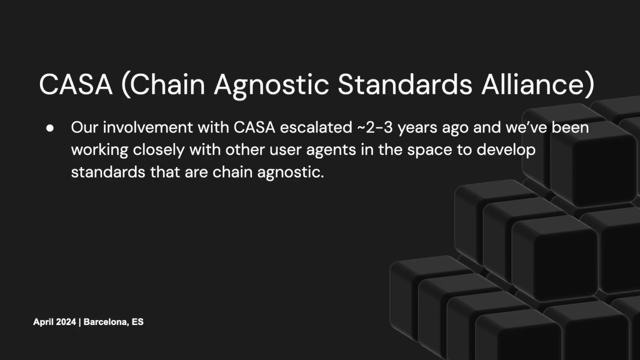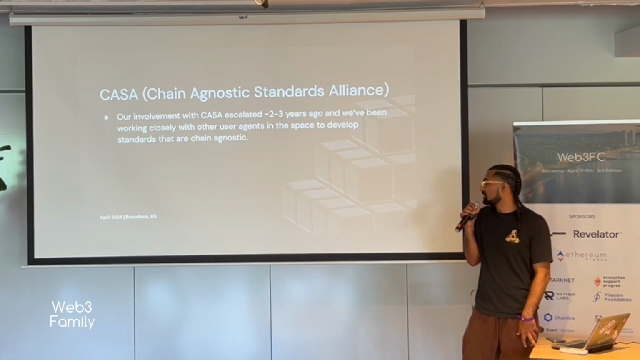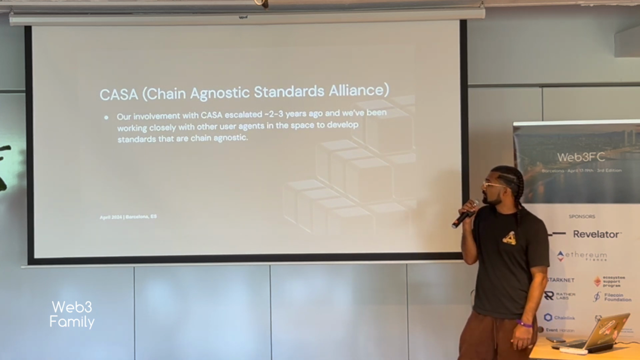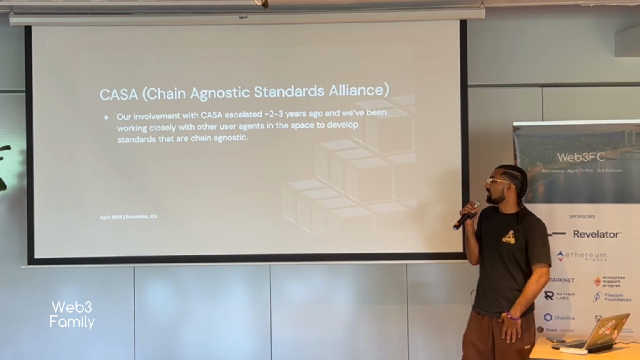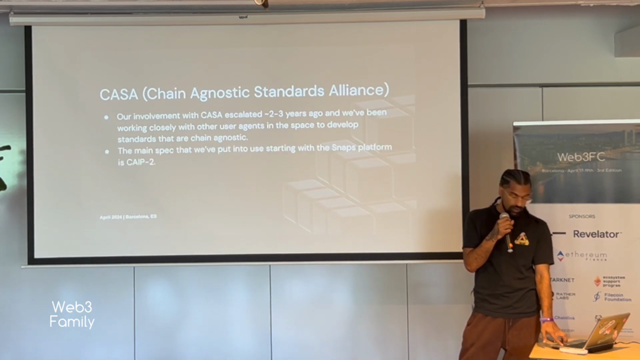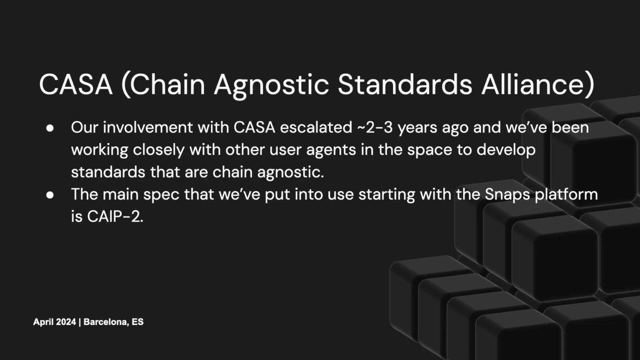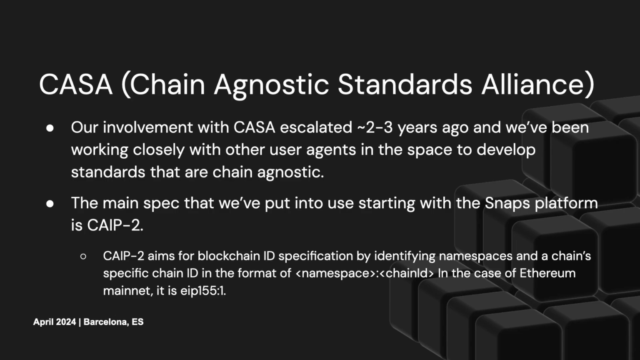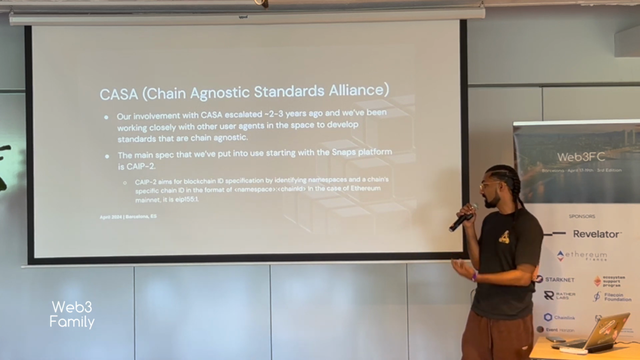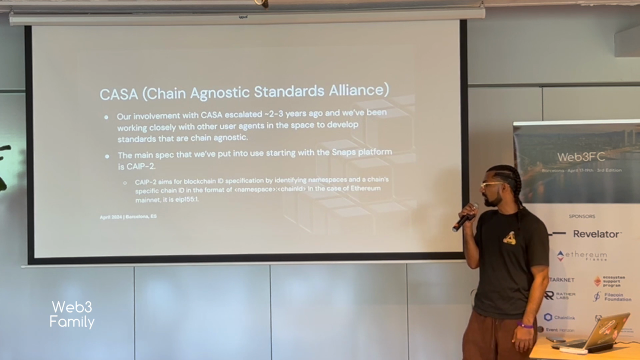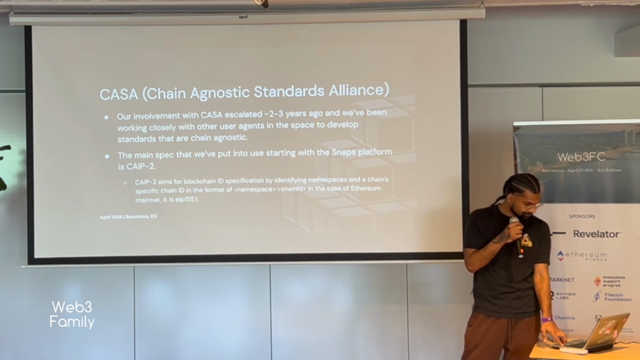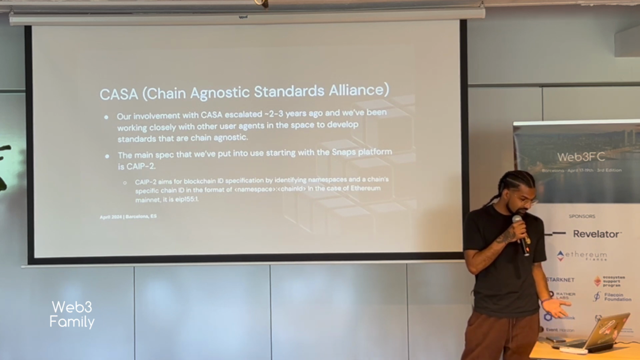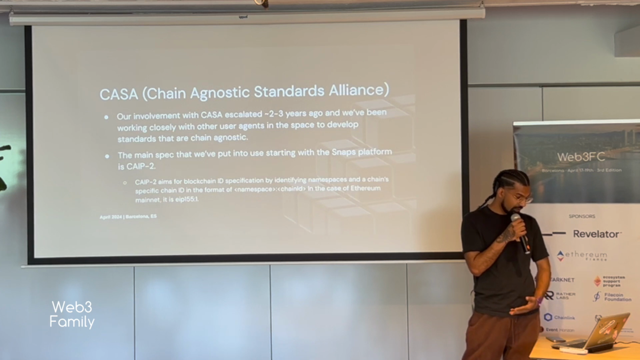CASA stands for Chain-Agnostic Standards Alliance. MetaMask's involvement with CASA escalated around 2 to 3 years ago, and we've been working closely with other user agents in the space to develop standards that are chain-agnostic. The main spec that we've been putting into use, starting with the Snaps platform, is CAIP-2. And what CAIP-2 is, it basically aims for blockchain ID specification by identifying namespaces and a chain-specific chain ID in the format of namespace:chain ID. So in the case of Ethereum mainnet, it is eip155:1. This gives the opportunity for further specificity in handling and responding to requests from the extension.